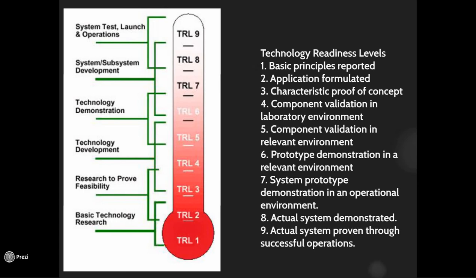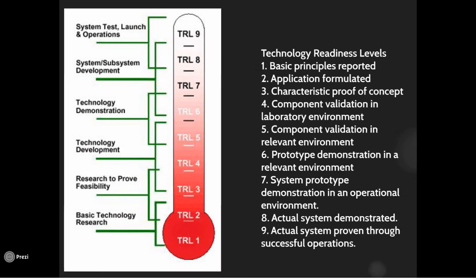3 is characteristic proof of concept. 6 is prototype demonstration in a relevant environment. So you can kind of see where everything else goes along that. And this is for NASA, so it is kind of centered more on the NASA environment, I guess, and on developing devices that are going to be in space. So it's a little bit centered around that, but I don't know exactly what it would be if you're doing some software, for example, but it could be quite different.